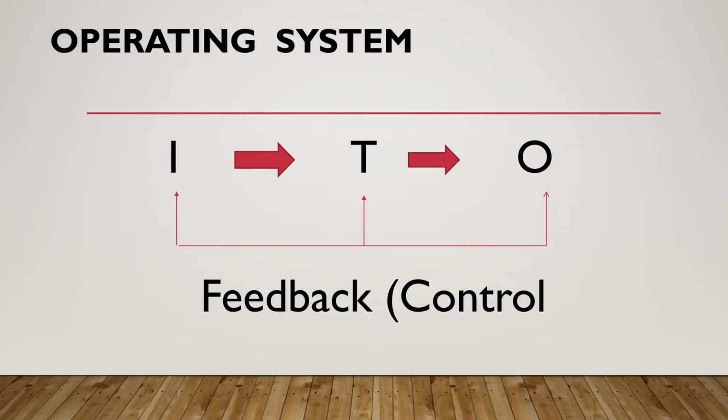So when we talk about the operation system, looking at this schematic diagram, it is composed of ITO. When we talk about I, it means input or inputs. Then T represents the transformation or the process, and O represents the output. Then we have the feedback or our control mechanism, which is being applied on the input, and passes through the transformation and up to the output.